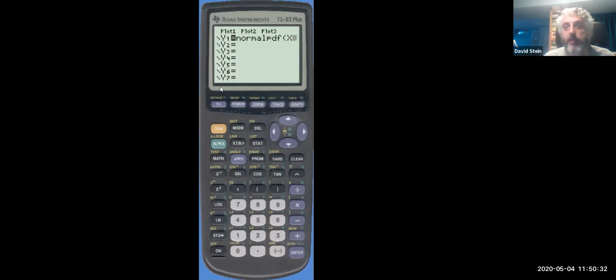I'm going to have to set the window here. The window I'm going to set from -3 to 3. And then I'm going to do zoom fit, and that should just draw the normal curve like we're used to. So there's what we call the Z distribution, the normal curve. That's what we're used to seeing, okay?